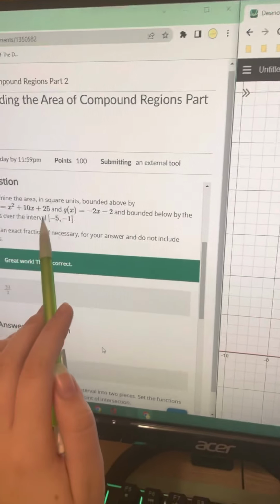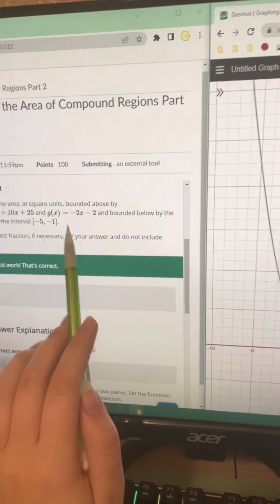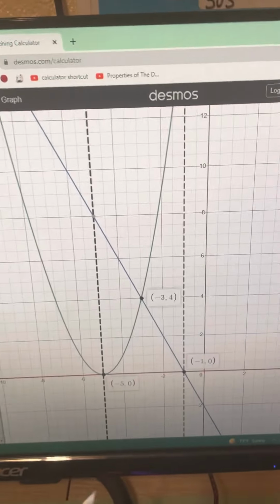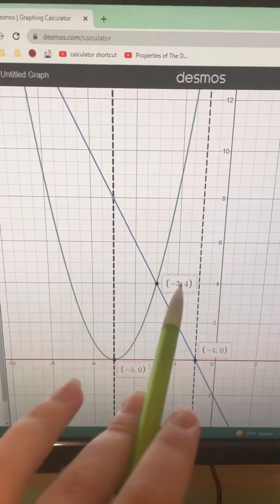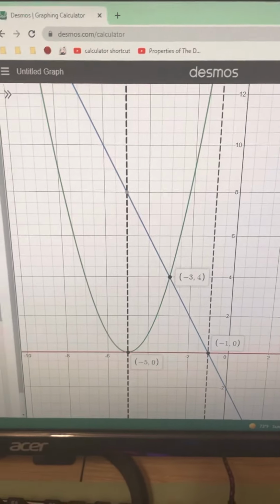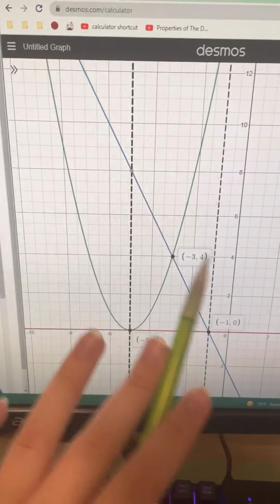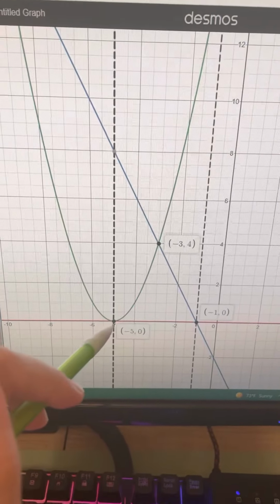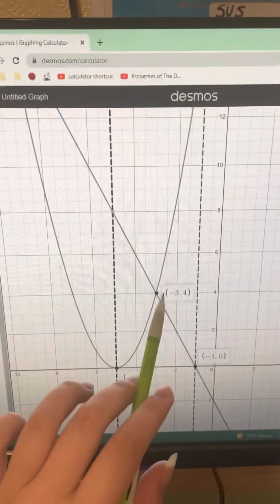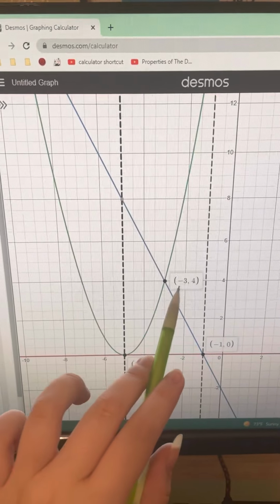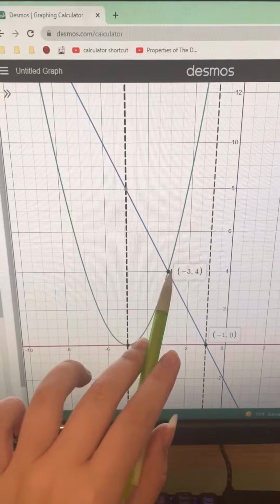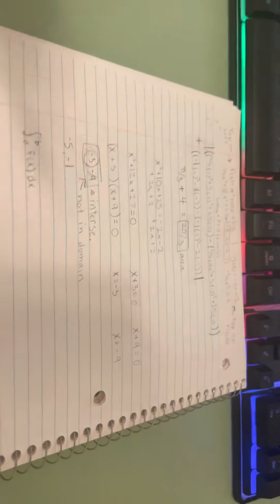You're given these restraints, so -5 and -1, which are these black bars here. So this is just a visualization. On the exam, I don't think you will be able to use this graphing function. I'm going to explain how to find the intersection, which is -3 here, before I continue anything else, because that's important.